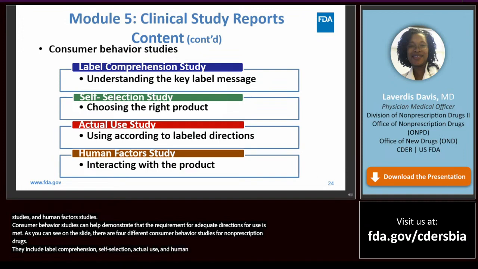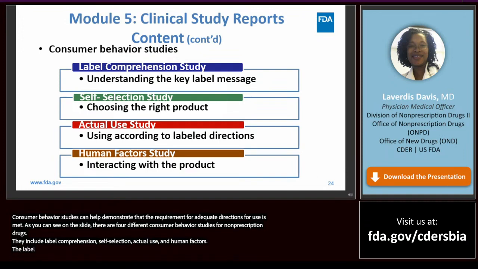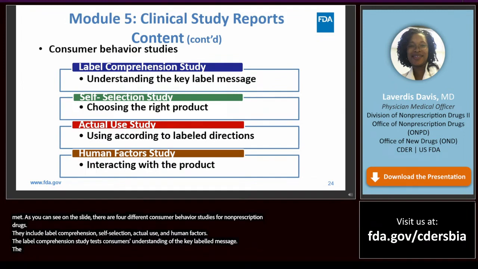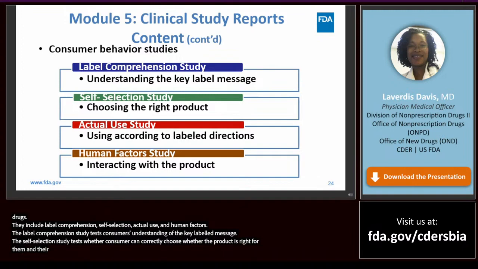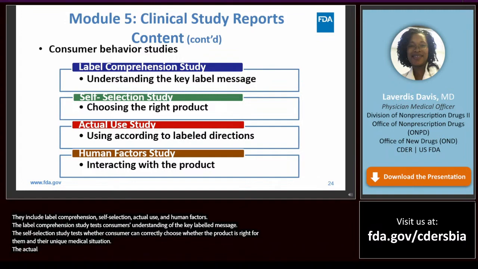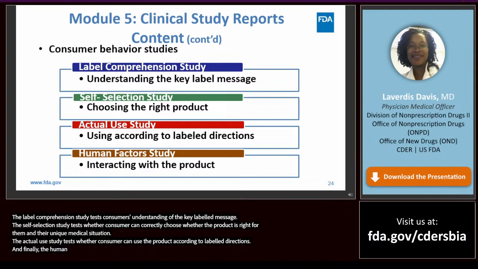The label comprehension study tests consumers' understanding of the key label message. The self-selection study tests whether a consumer can correctly choose whether the product is right for them in their unique medical situation. The actual use study tests whether a consumer can use the product according to labeled directions. And finally, the human factors study tests how a consumer interacts with the product, especially for a drug-device combination product.